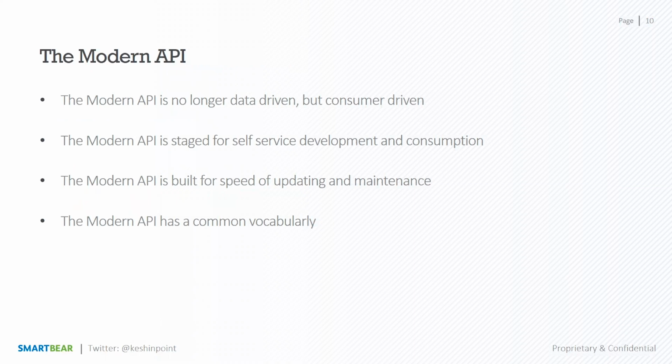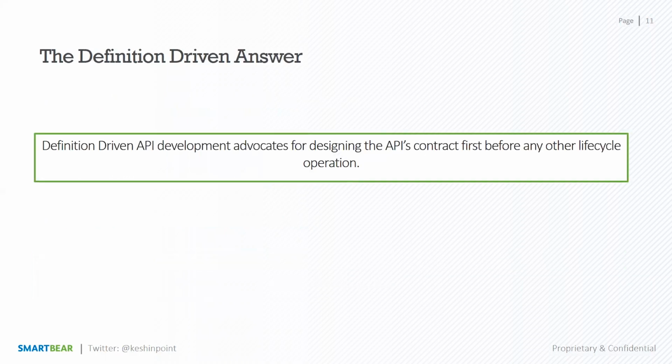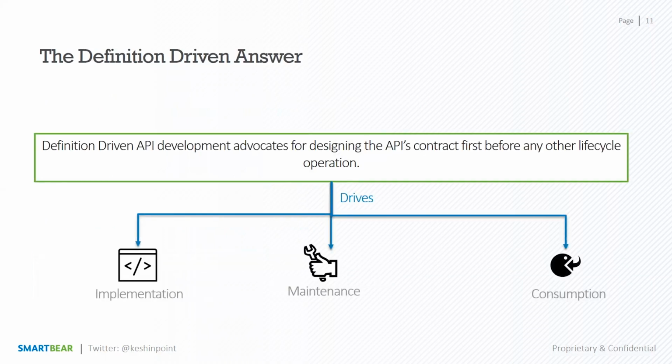And one other big thing you want to see or make sure is that the modern API has a common vocabulary, because again, you want this to be reused and you want this to be sustainable and you want many people using these APIs, right? And so that's why it's really important to have reusable interfaces that are built on the HTTP standards, if you're going, of course, the RESTful world, that allow for self-service reuse of data and functions, and that's built for the end consumer in place. And that's why the definition-driven approach really comes about.